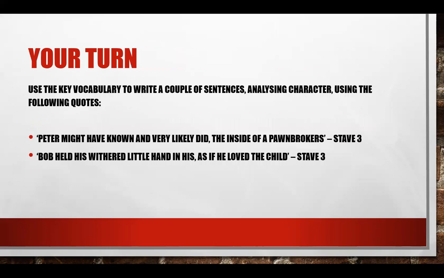So, over to you. Use the key vocabulary to write a couple of sentences, analysing the character using the following quotes. They're both from Stave 3. The first one is, "Peter might have known, and very likely did, the inside of a pawnbroker's." The pawnbroker's is a place where you go to swap your goods for money and you are able to buy them back if they've not already been bought by somebody else. It's what the poor, really up until the late 20th century, had to resort to in the days before welfare and things like that. And the second quote, "Bob held his withered little hand in his, as if he loved the child." So Dickens is talking about Bob and Tiny Tim.